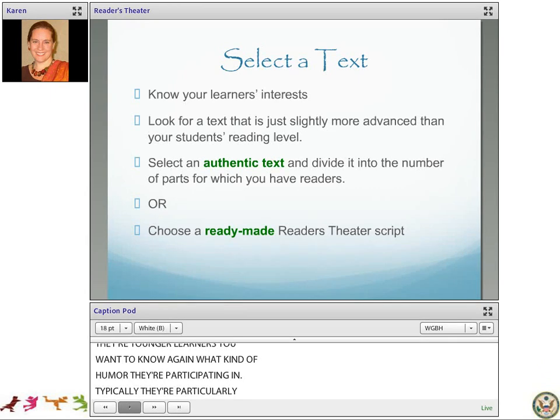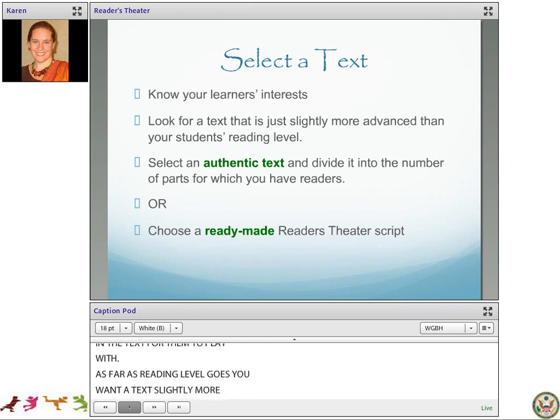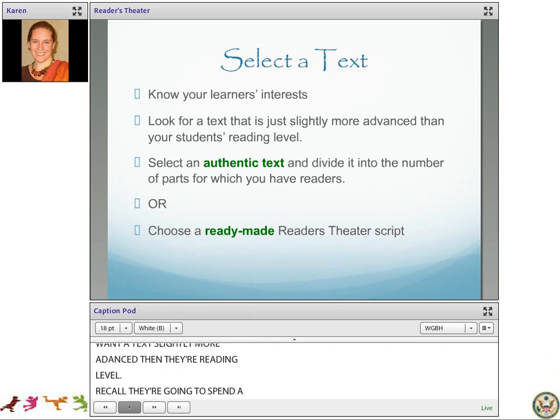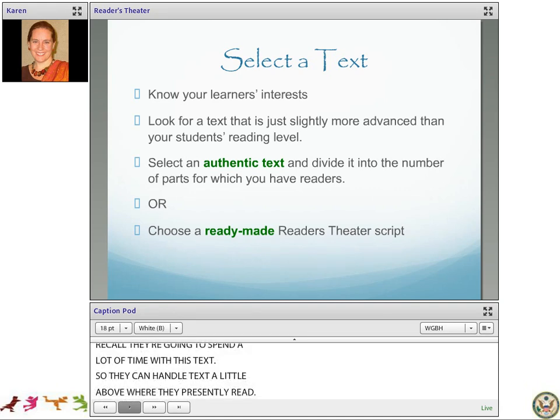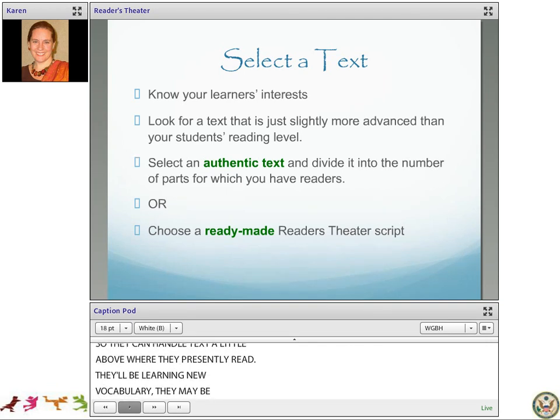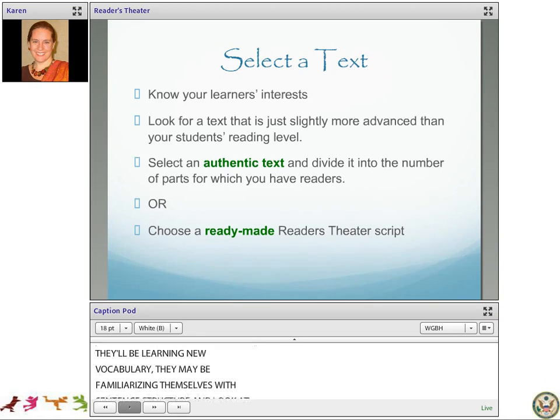As far as reading level goes, you want to look for a text that is just slightly more advanced than your students' reading level. Recall that they're going to spend a lot of time with this text, so they can actually handle a text that's a little bit above where they presently read. They'll be learning new vocabulary. They may be familiarizing themselves with a sentence structure that until this point hadn't been very comfortable for them. So look for that Krashen-esque i+1 idea, that idea of where you are plus a little bit further, so that your learners will stretch as they engage with this text.